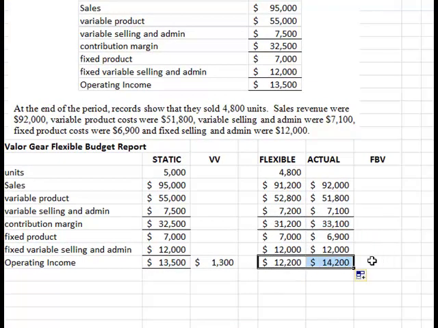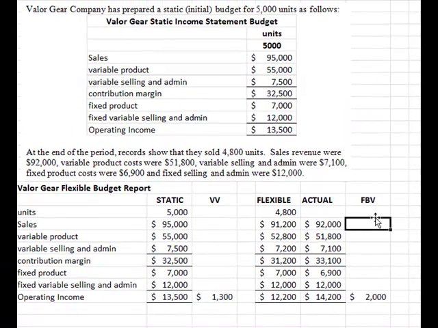So our flexible budget variance is 2,000. So we expected less profit because of the volume in units, but the actual profit was better than our new updated expectation. Well, that's great. Let's investigate what led to that.